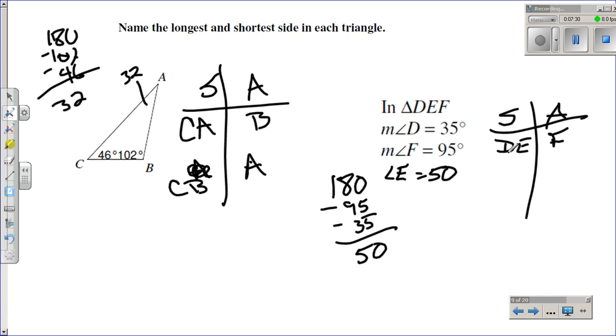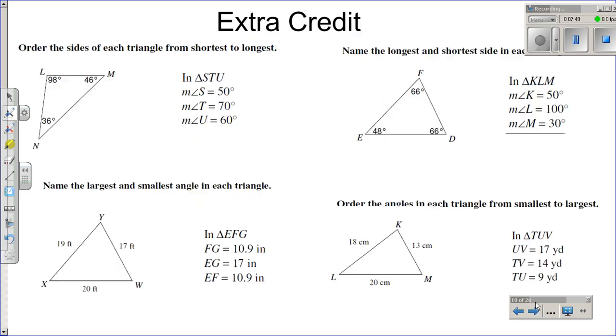Okay. The smallest side, let's see, F was the largest. Now I'm looking for the shortest, so I go for the smallest angle. The smallest angle is D. What two letters are missing? F and E. So that would be the shortest side. Simple as that.